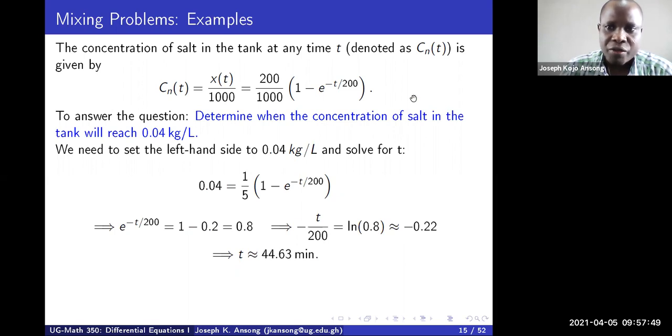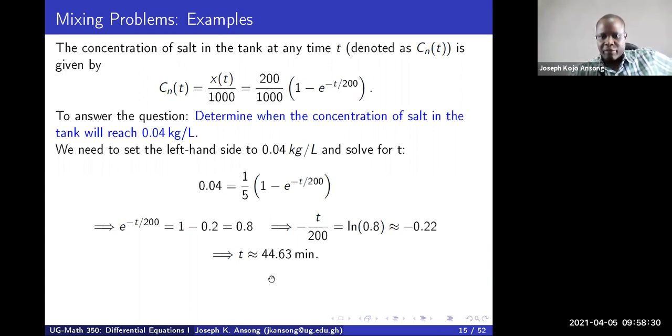Now, the question is that we want to determine when the concentration of salt in the tank will reach this amount. Okay, so all you do is plug in the concentration there and then solve for the time, solve for t. So if you plug 0.04 in place of C of t, you get that is equal to, well, when you cancel this out, you get 1 over 5 times 1 minus e to the negative t over 200. And then from here, you want to solve for t. When you do that, you get t is approximately 44.63 minutes.